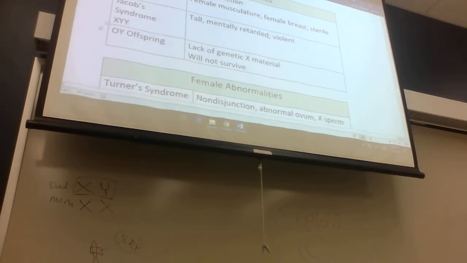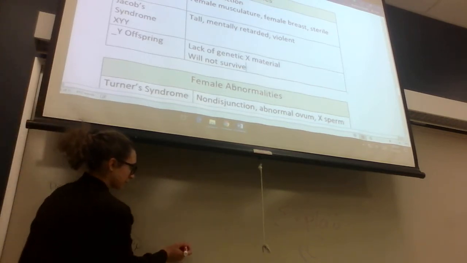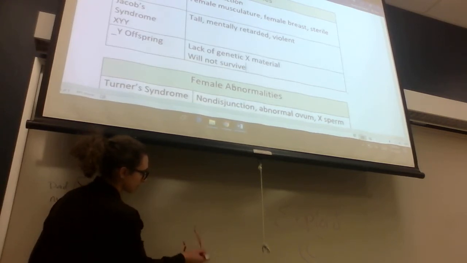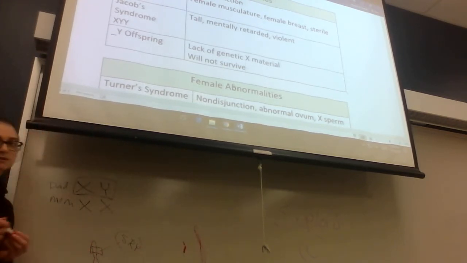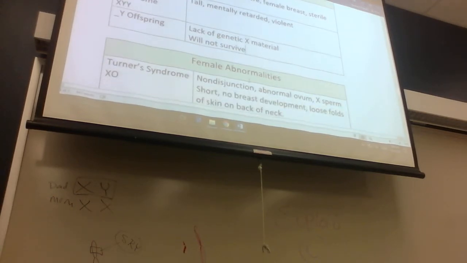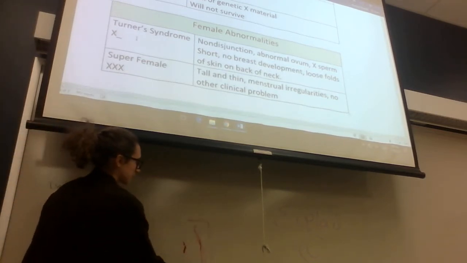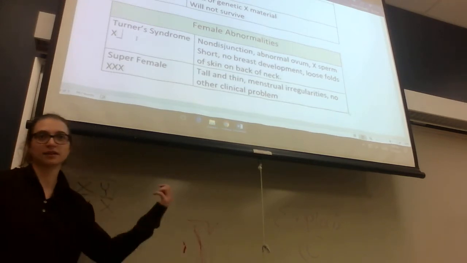Another male abnormality is OY, but that's how it'll be on your test. Really, you just get the Y. A baby that forms with only the Y, with no X material, will not survive, because the Y chromosome, remember, is only this big, while the X chromosome is that big. Female abnormalities, however, if you get an X chromosome and no Y, you can still survive. You can survive on one X. I know, but it's another disorder.